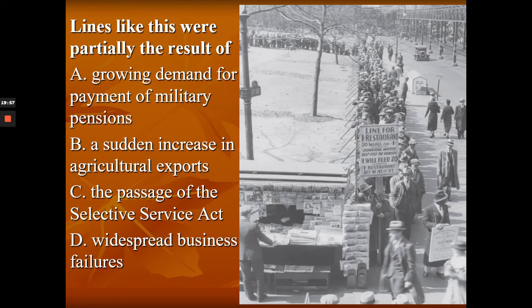Lines like this were partially the result of what? Okay, so what's this line for? Line for restaurant, 20 meals. So it's a food line. It's a soup line. All right, hit pause, if you need to. But the answer is business failures. Okay? If you're working for a business and it fails, then you're out of a job.